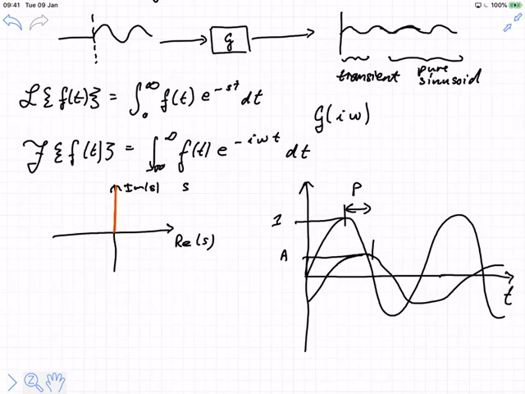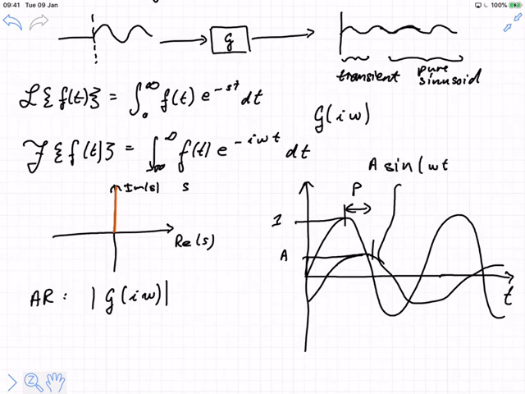Okay, so there's two concepts. The one is this idea of amplitude ratio, and we're going to see that that's given by just the magnitude of G(iω). That's the ratio of those two magnitudes to one another. And then this phase here, we're going to say this sinusoid over here is actually given by some amplitude times the sine of ωt minus φ.